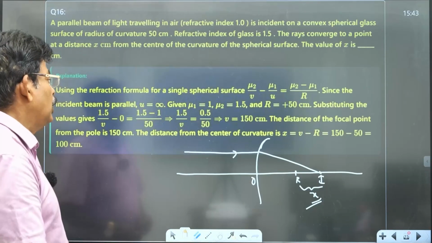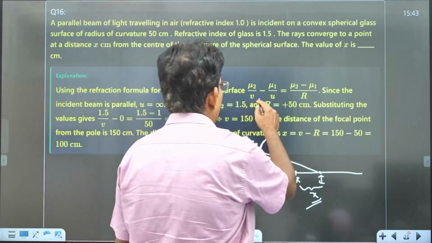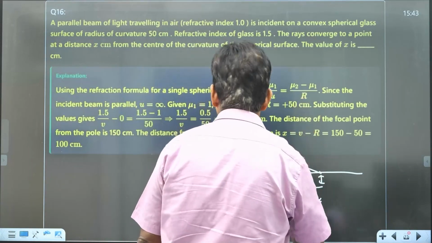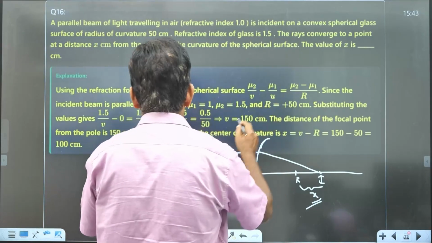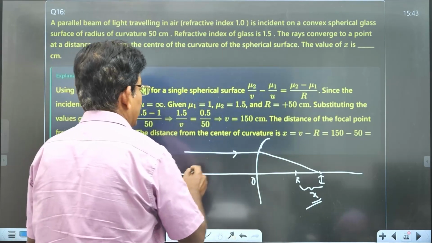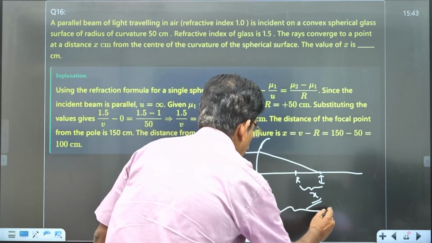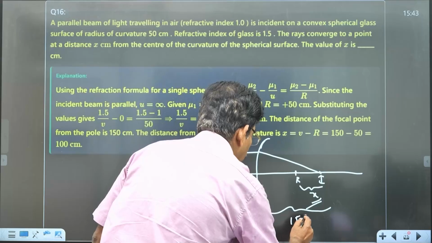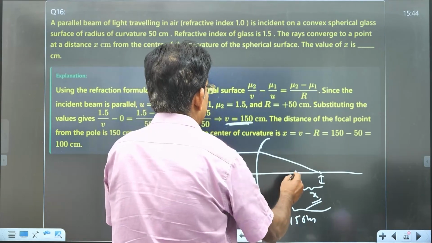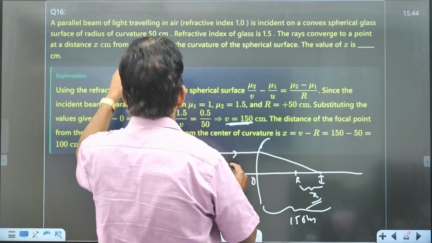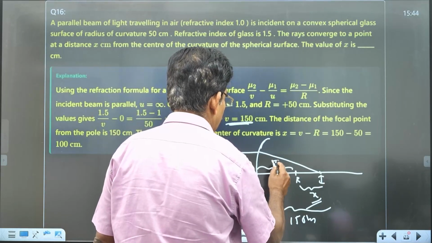The value of x. Now, refraction at a single surface: mu2 by v minus mu1 by u equals mu2 minus mu1 by R. Substituting, the object is at infinity, therefore u is infinity. Working out, we get v as 150 centimeter. V is from O to I, so O to I is 150 centimeter. But we know the radius of curvature is given as 50 centimeter.